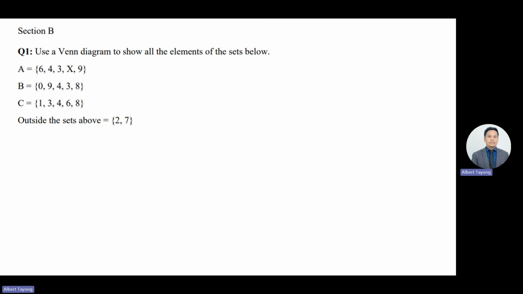Let's now proceed to section B. Here you're going to use a Venn diagram to show all the elements of the sets below. So we have 3 sets actually, and these are the values outside A, B, and C. Okay, so the first is to get all the intersections.